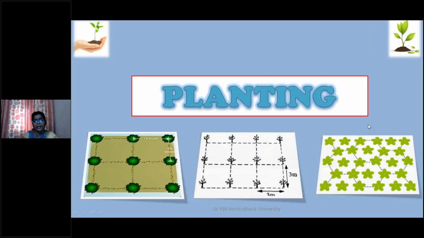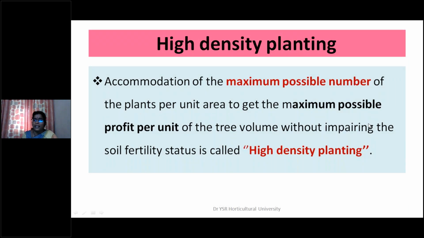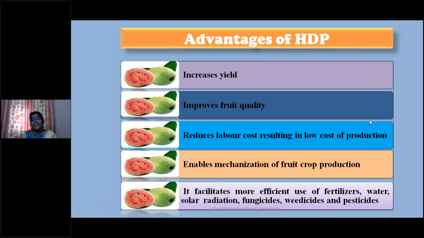Then coming to planting, high density planting means accommodation of the maximum possible number of plants per unit area to get maximum possible profit per unit area without impairing the soil fertility. That is very important. If you see the advantages of high density planting, it increases the yield because we are accommodating more plants, and it improves the fruit quality, and it reduces the labor cost because the height is reduced, so the cultural operations can be done with ease. There will be less labor requirement, automatically a low cost of production compared to the traditional method of planting, and mechanization is possible in high density planting.